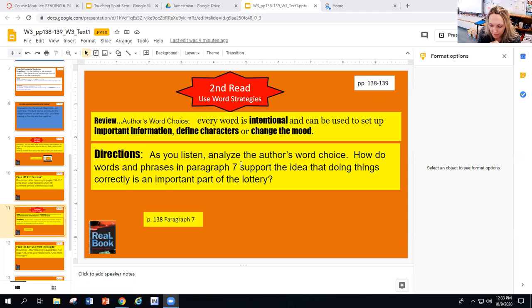So that is an example of intentional word use by the author to really show that the process of the lottery is as important as the actual lottery itself. Okay, so mark that. I'll reread that sentence. There was the proper swearing in of Mr. Summers by the postmaster as the official of the lottery.